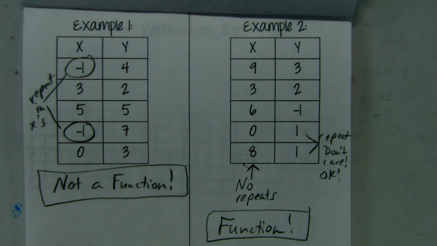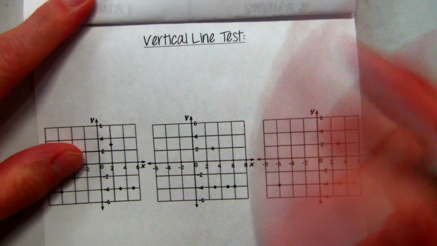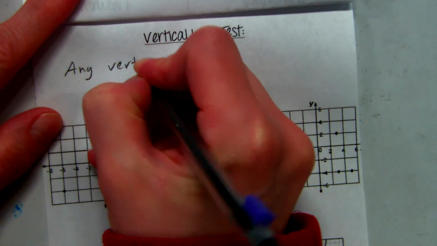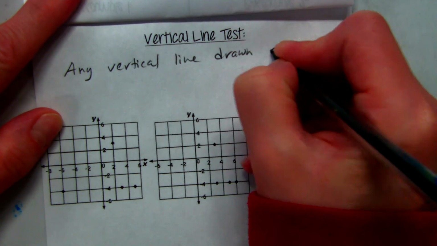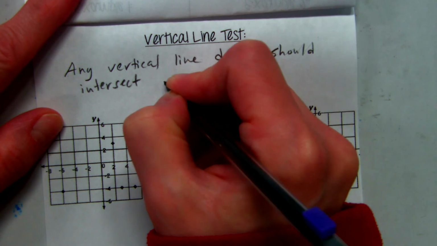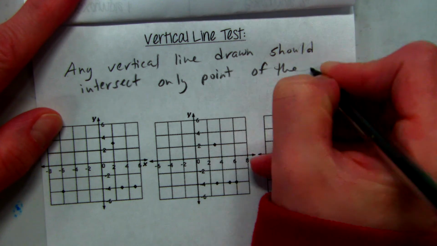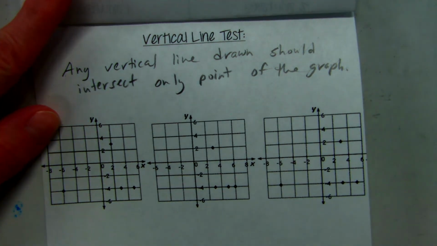So then, let's talk about how to tell if something is a function looking at a graph. And we're going to look at what's called the vertical line test. So, any vertical line drawn should intersect only one point of the graph. Okay? So you can't have points lined up above each other.